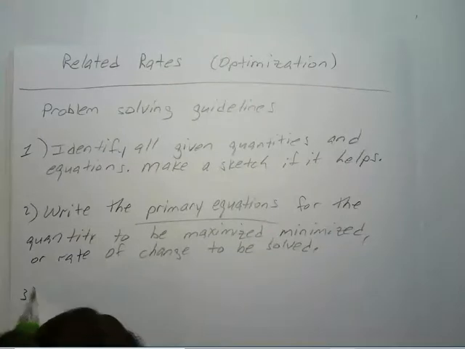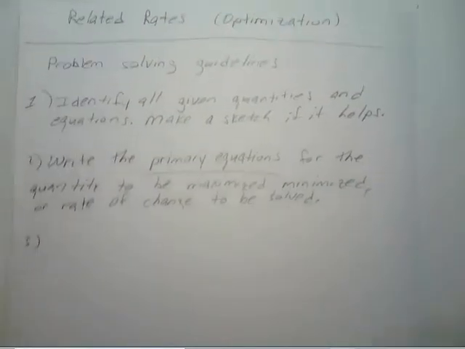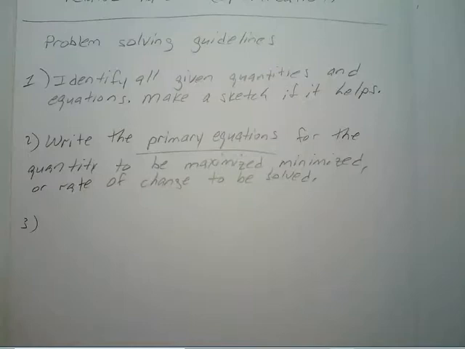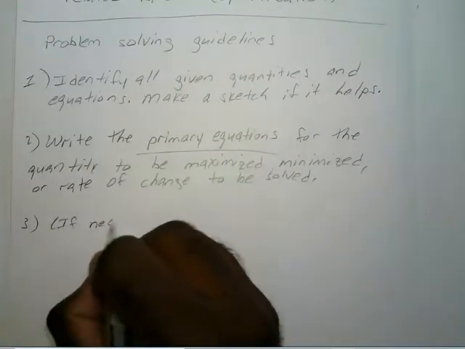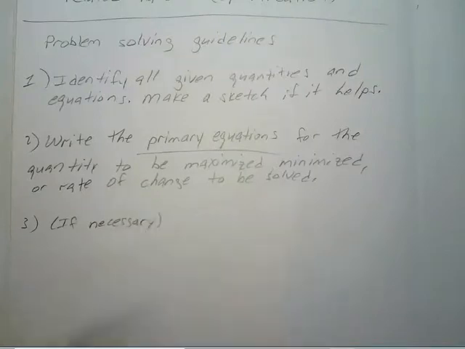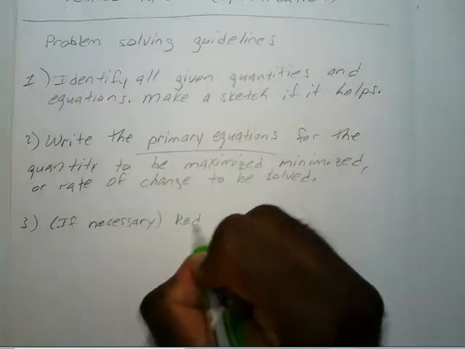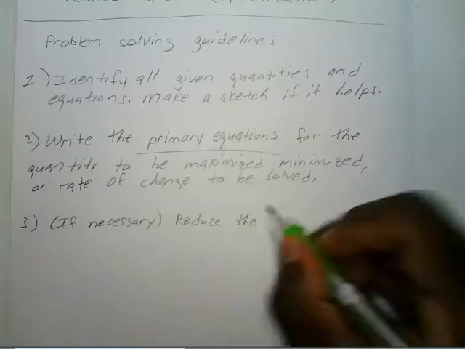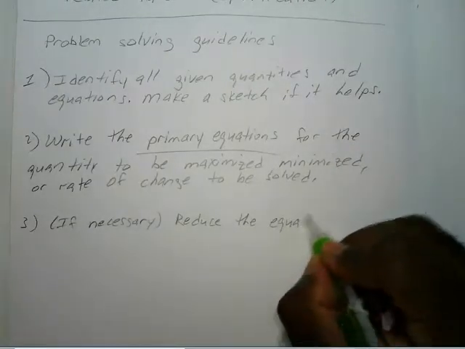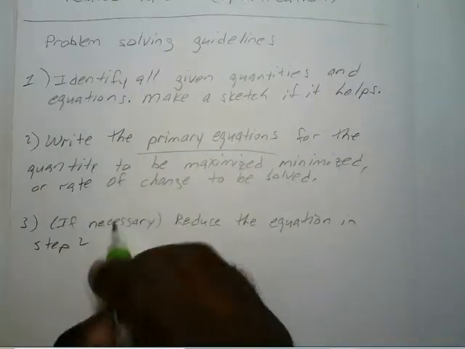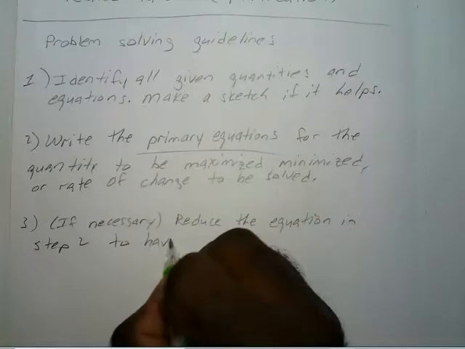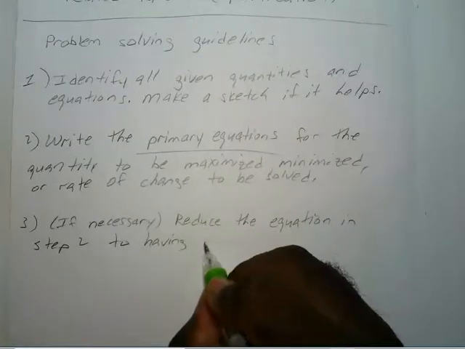All right, our third step. Only if necessary, sometimes you don't have to do the third step, you're going to reduce the equation in step 2 to having one independent variable.